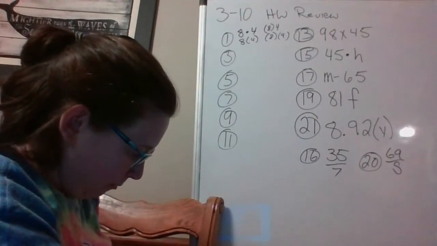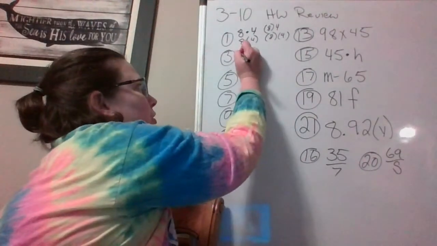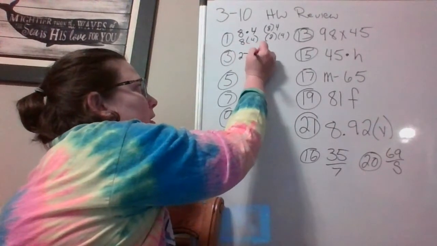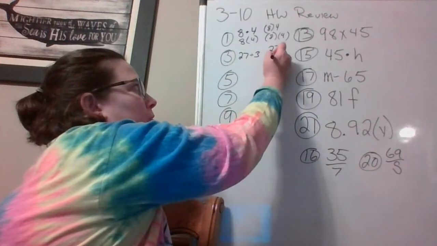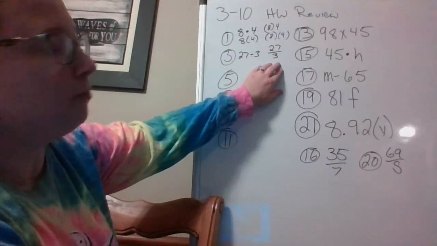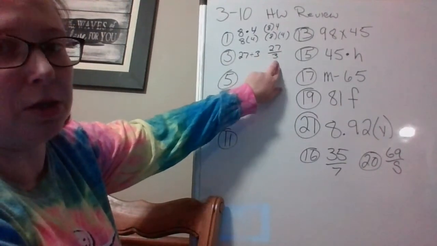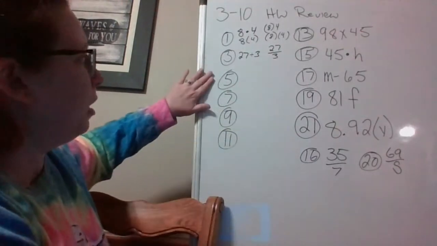Number 3, we have 27 divided by 3. So you could write this like that. Or more appropriately in algebra would be to write it as a fraction, 27 over 3. I would really like you guys to start getting used to seeing division written as a fraction.